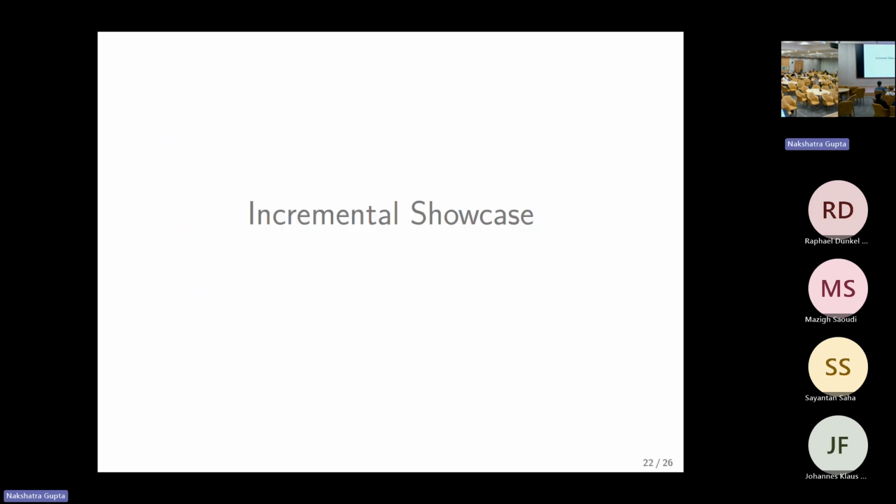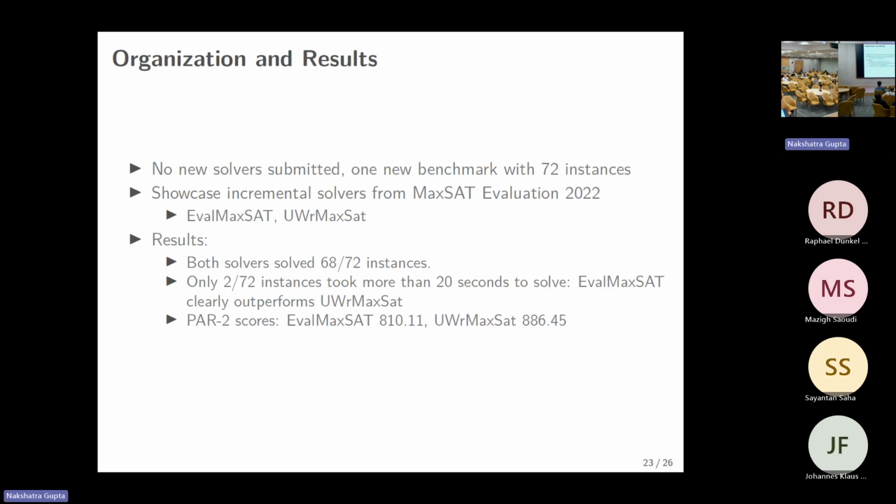Then for the incremental showcase, as said, no new solvers. Please make your MaxSat solver incremental and submit it. There's lots of interesting research to do there. I don't think there are any papers on how to do core-guided incremental.